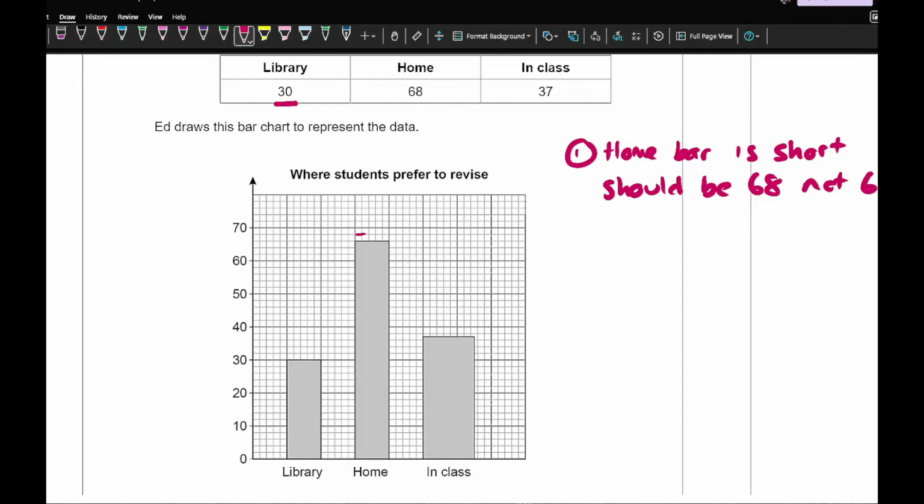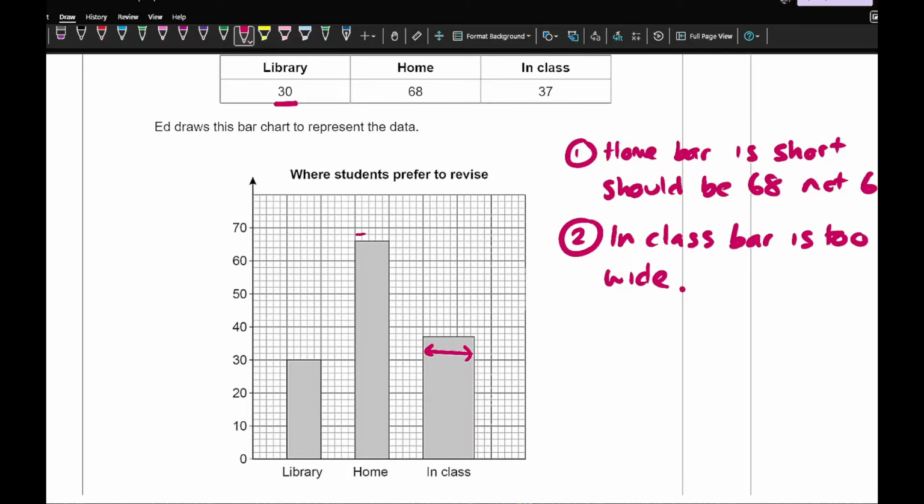Now the second mistake I can see, which may be more obvious, is that the in-class bar is too wide. When you're drawing the bar chart, all the widths of your bars should be the same. And as you can see, the width of the in-class is too wide.